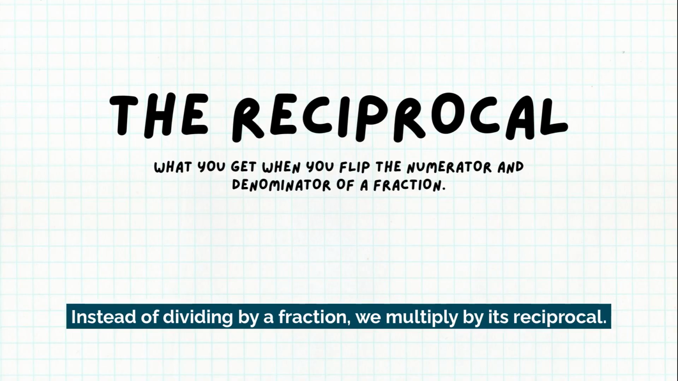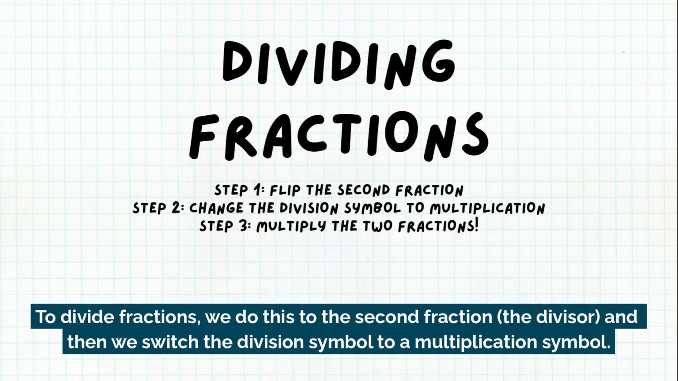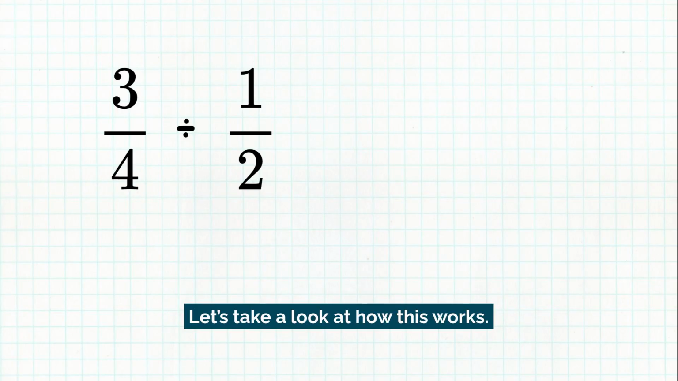Instead of dividing by a fraction, we multiply by its reciprocal. The reciprocal of a fraction is what you get when you flip the numerator and denominator. To divide fractions, we do this to the second fraction, the divisor, and then we switch the division symbol to a multiplication symbol. Let's take a look at how this works.